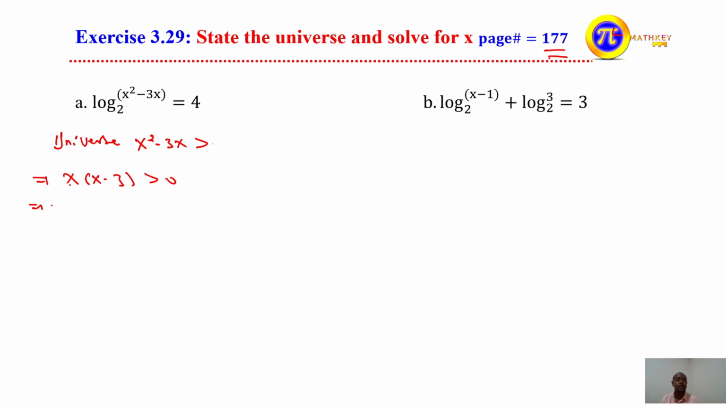This implies that it is true when x is greater than 0 and x minus 3 is greater than 0. Or the other option: both are less than 0, that means x less than 0 and x minus 3 also less than 0.